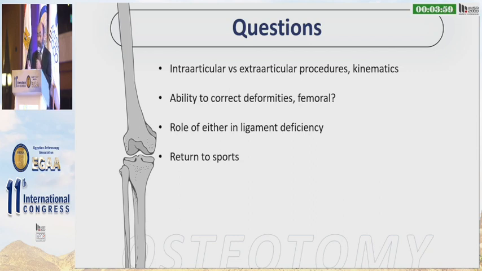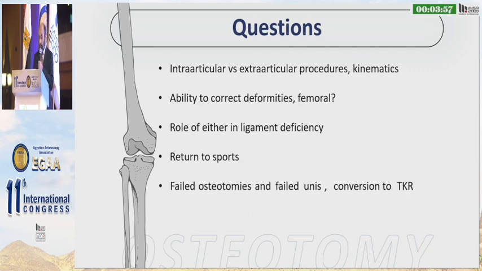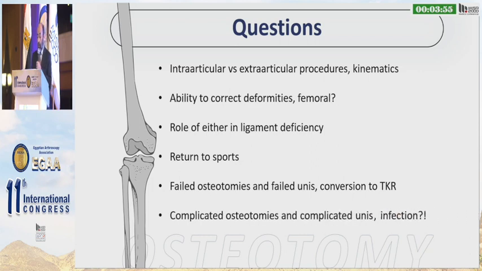Uni cannot do that. How about return to sports? How about failures and complications? If I have a failed osteotomy, I'll just remove the plate and convert into a total knee. Unicompartmental is some kind of arthroplasty still. How about infection? If I had infection during osteotomy, I'll just merely remove the plate. But if unicompartmental is having infection, this is the dilemma of the whole arthroplasty infection.